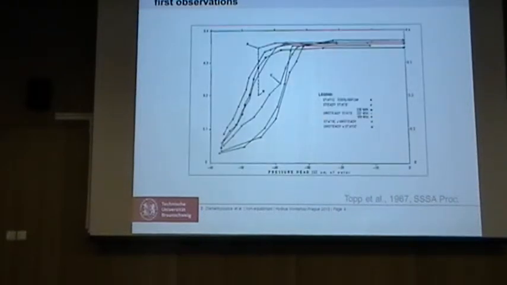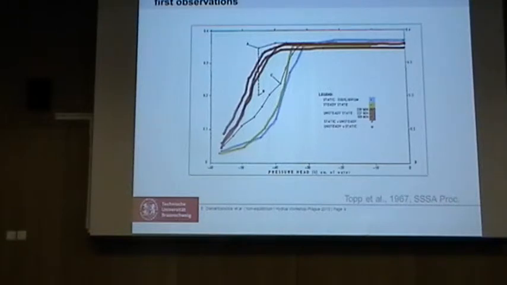Topp et al. presented their results in only one figure. This is the original figure from their paper. Here we see the pressure head from -60 to 0 and the water content from 0 to 0.4. This is the retention curve obtained under static equilibrium conditions. This is the retention curve obtained under steady state conditions. We can say that both are similar. And these are the retention curves estimated under dynamic conditions. So for the same pressure head, more water was retained by the soil column under dynamic conditions in comparison with the other two cases.